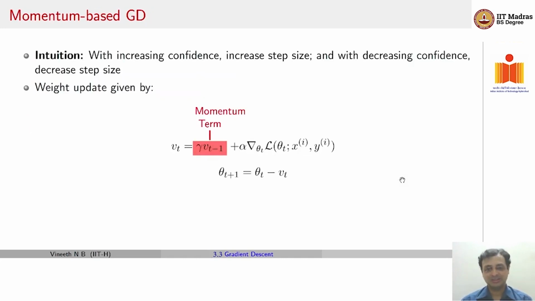That leads us to a method known as momentum-based gradient descent. Momentum-based gradient descent relies on the intuition that with increasing confidence, increase the step size, and with decreasing confidence, decrease the step size. Simple intuition is, why not make use of the direction that we have been traversing so far to make our next update? Why should we rely only on the gradient at the current time step?